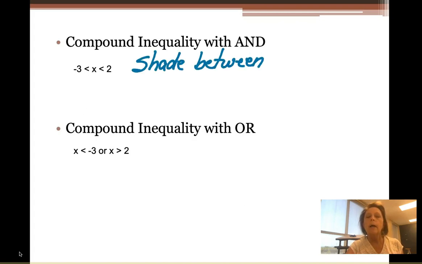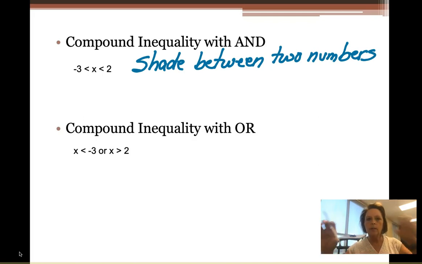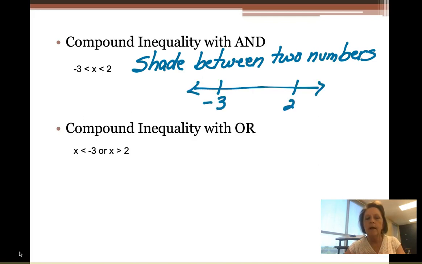Anytime you have a compound inequality that is an and, when you shade it on a graph, you're going to have two endpoints and you're going to shade in the middle. So let's set up a number line with our two numbers from our inequality, and let's graph each one of these separately. So the first one is -3 is less than x.